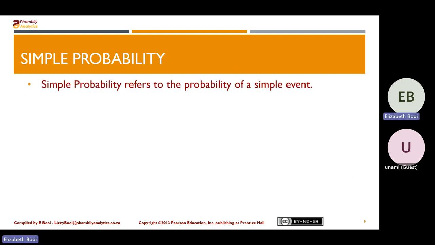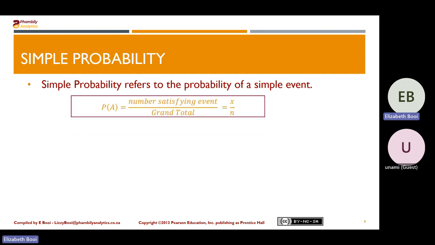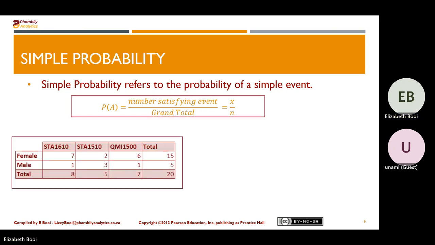Okay, so from a simple event, we can calculate a simple probability by using the number of observations satisfying that simple event divided by the sample space, or the total outcome, all right? So let's say, for example, this is our data of events happening. We've got gender and the module registered.